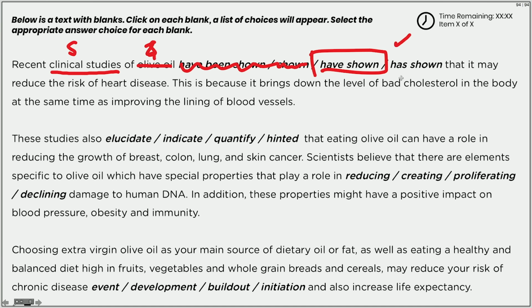Whoa, tricky, tricky, tricky. These studies also elucidate, indicate, quantify, or hinted that eating olive oil can blah, blah, blah. The answer here is indicate. That is the precise word here. Elucidate is wrong, quantify is wrong, and hinted is just wrong. Scientists believe that there are elements specific to olive oil which have special properties that play a role in reducing damage, creating damage, proliferating damage, or declining damage. The answer here is reducing damage.